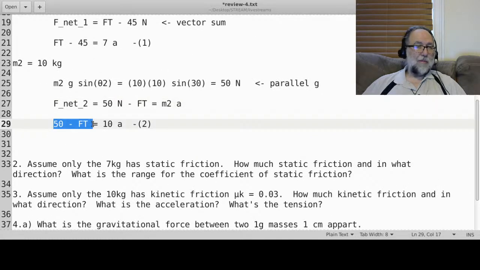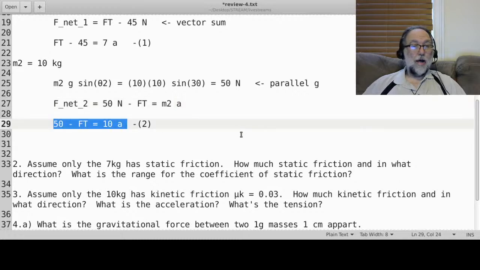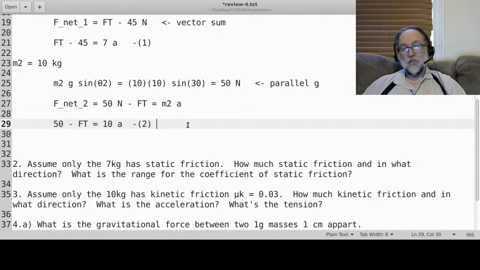Taking this equation here, I just dropped the units so that it's not as confusing. I get 50 minus Ft. M2 we know was 10 kilograms, and so we get 50 minus Ft is equal to 10a. And that we can call equation number 2. There's really nothing more you can do with either equation 1 or 2 by themselves, but together you can solve them because you've got two equations and two unknowns.